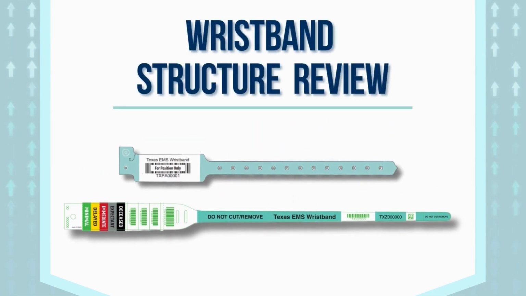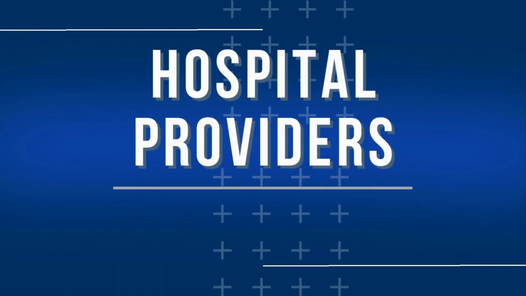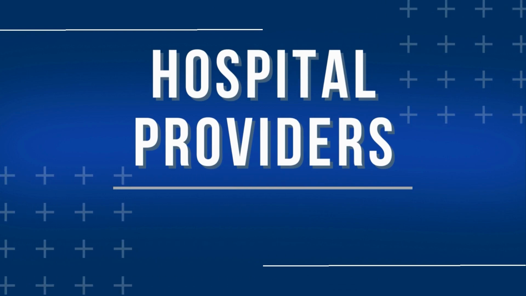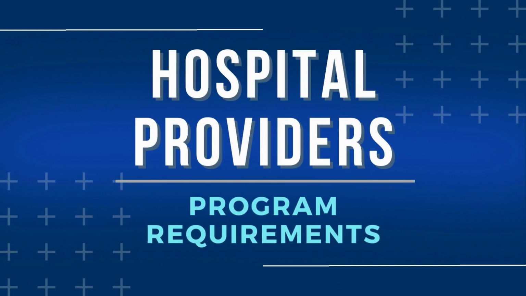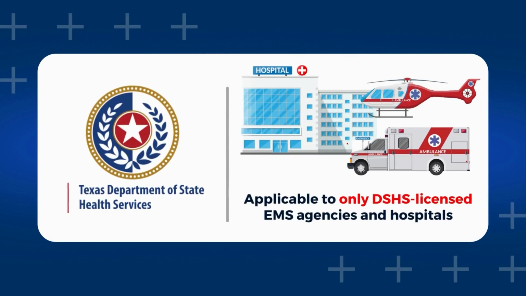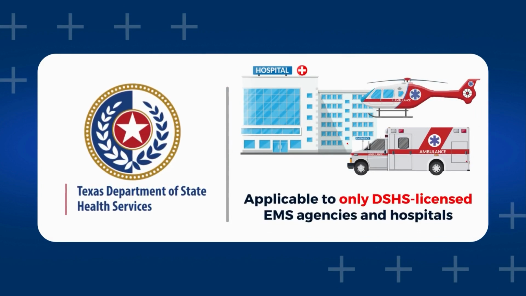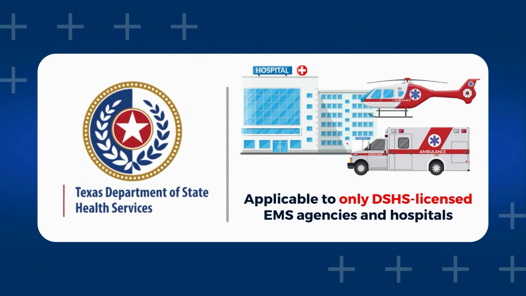With the structure review now completed, we'll move into the program requirements highlighted for both the EMS and hospital providers. To ensure the success of the Texas EMS Wristband Project, certain requirements and operational guidelines are in place for all participating EMS agencies and hospitals. First and foremost, all participating organizations must be DSHS licensed and are expected to comply with the requirements set forth.